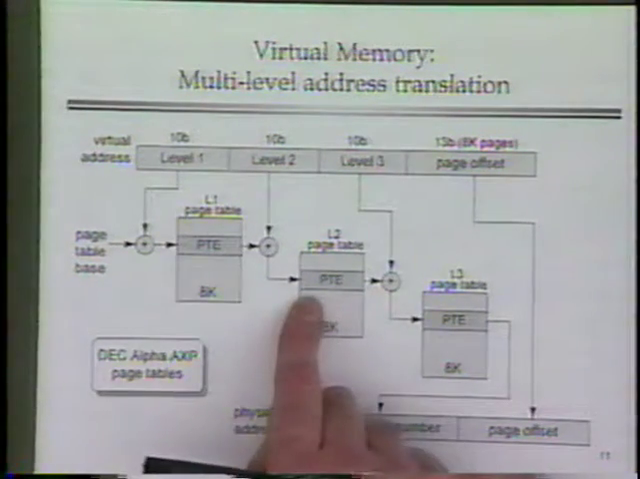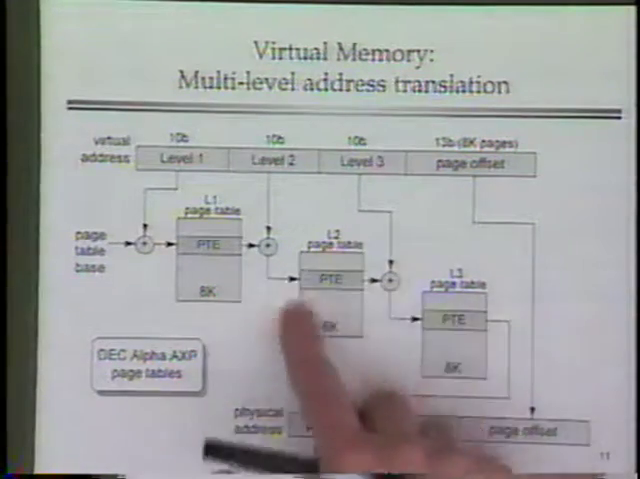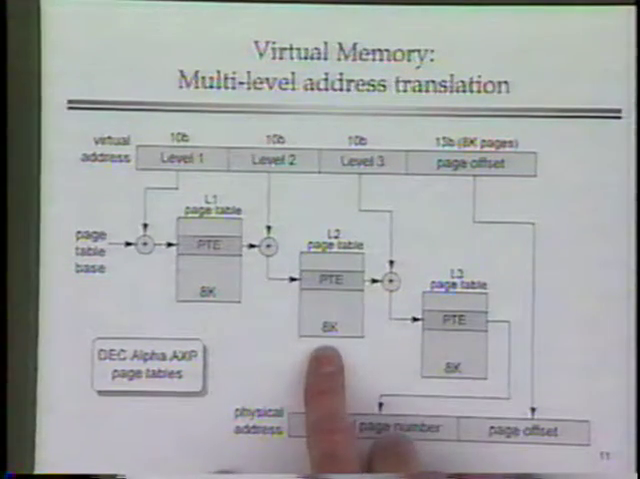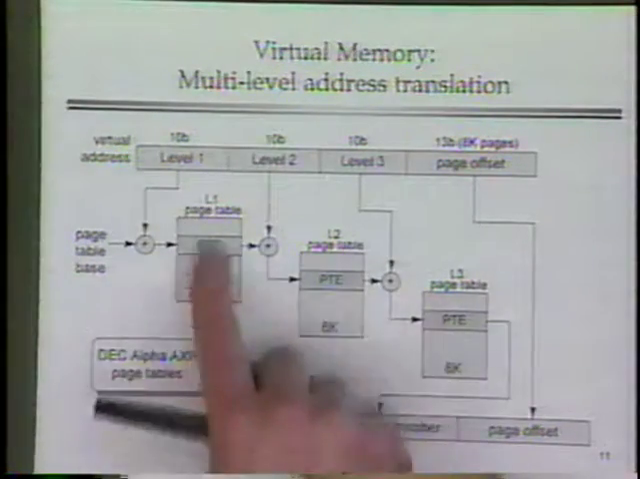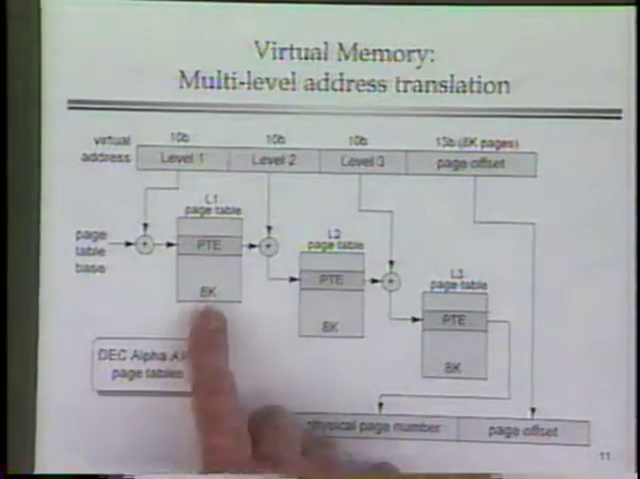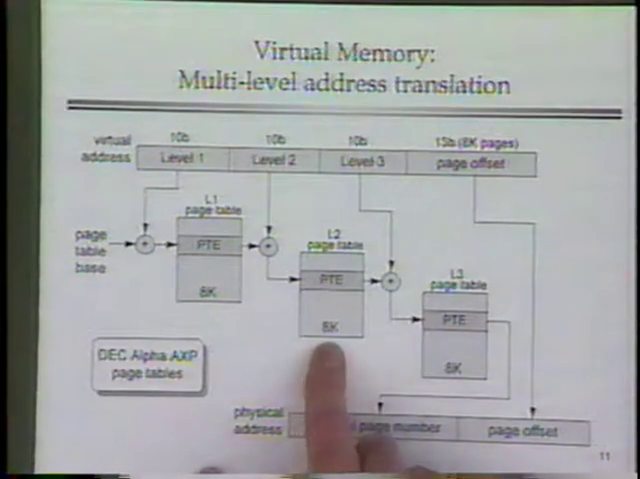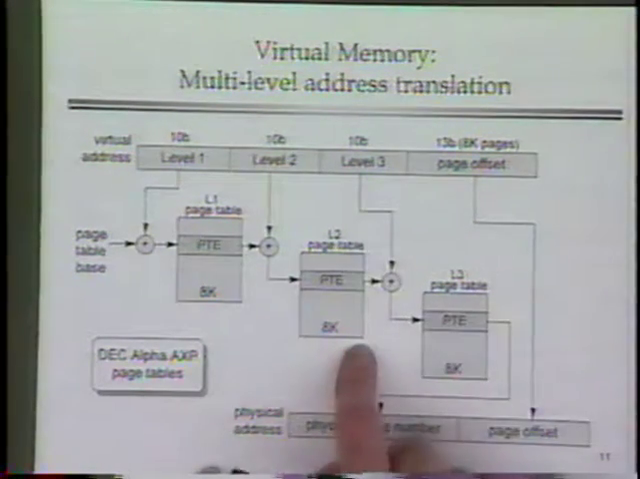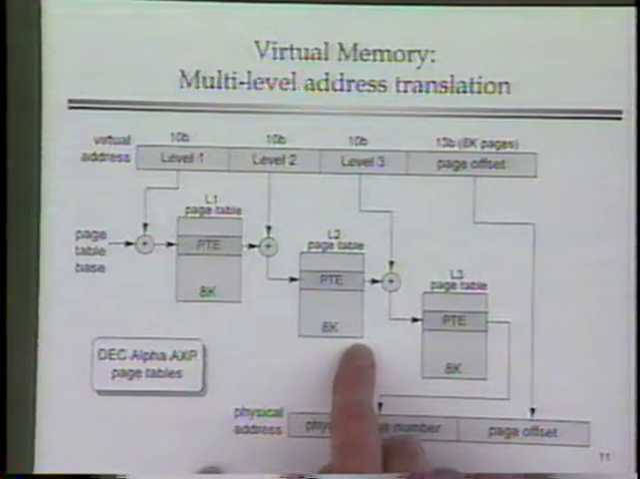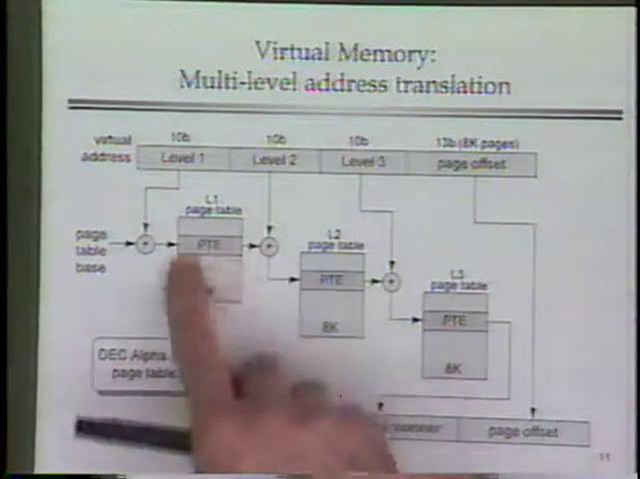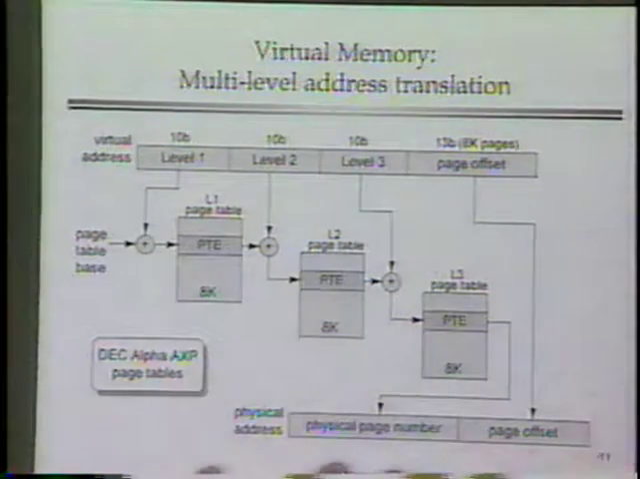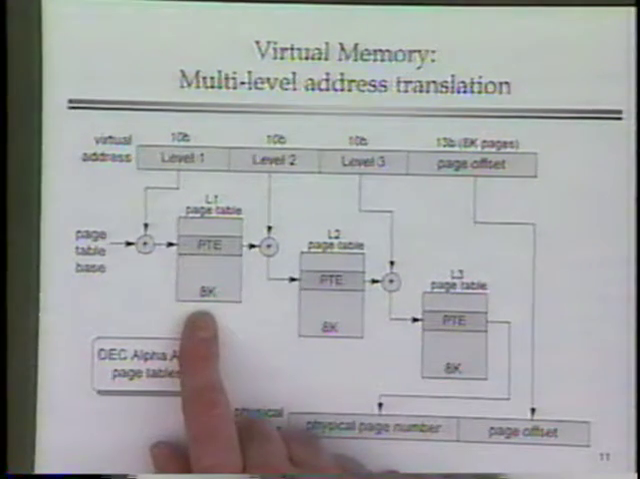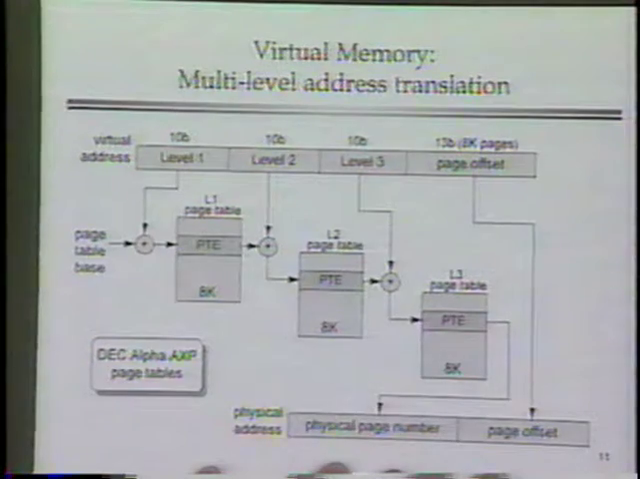And the big advantage of this is that you don't necessarily have to have next level page tables for every combination of 2 to the 10th bits, for every entry in this page table. You might only have 1% of the possible page tables at level 2 actually allocated. And the ones that are not allocated are marked in the level 1 page table as not existing. No virtual memory in that particular place has ever been assigned to anyone.